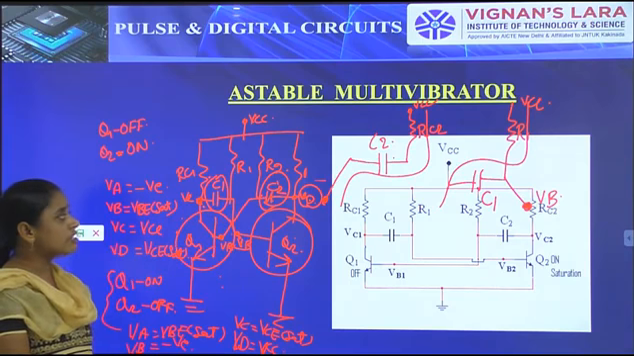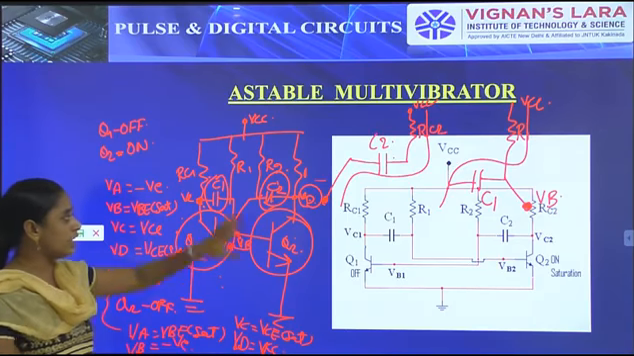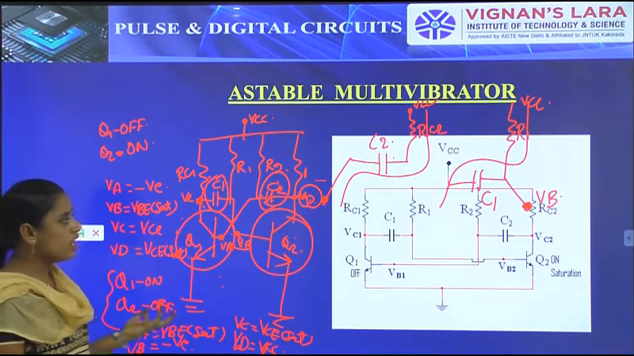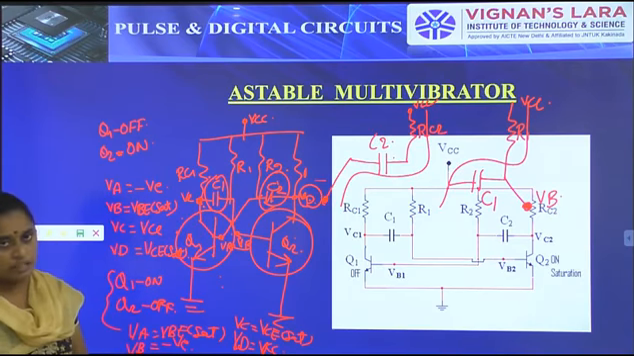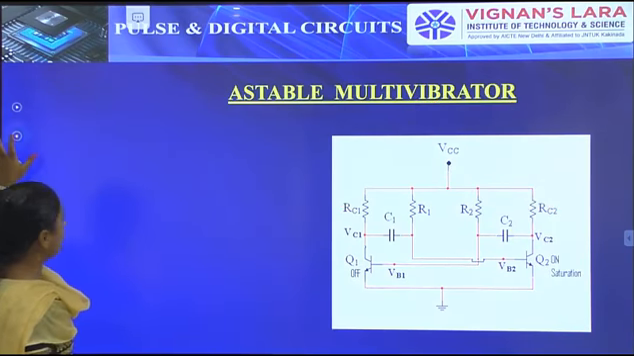So the off transistor side capacitor will be charged, and the on transistor side capacitor will be discharged. So that is the condition of the astable multivibrator. And let us check the waveforms of the astable multivibrator.